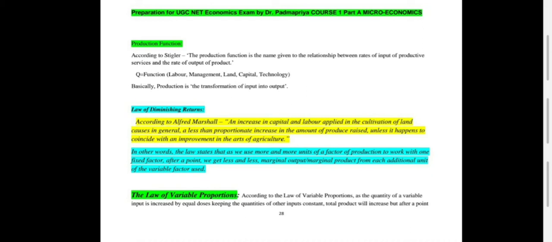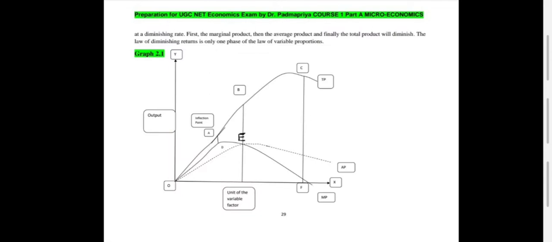Now, we have another concept called the law of variable proportions. According to the law of variable proportions, as the quantity of a variable input is increased by equal doses, keeping the quantities of other inputs constant, total product will increase, but after a point at a diminishing rate. First the marginal product, then the average product, and finally the total product will diminish. The law of diminishing returns is only the first phase of the law of variable proportions.